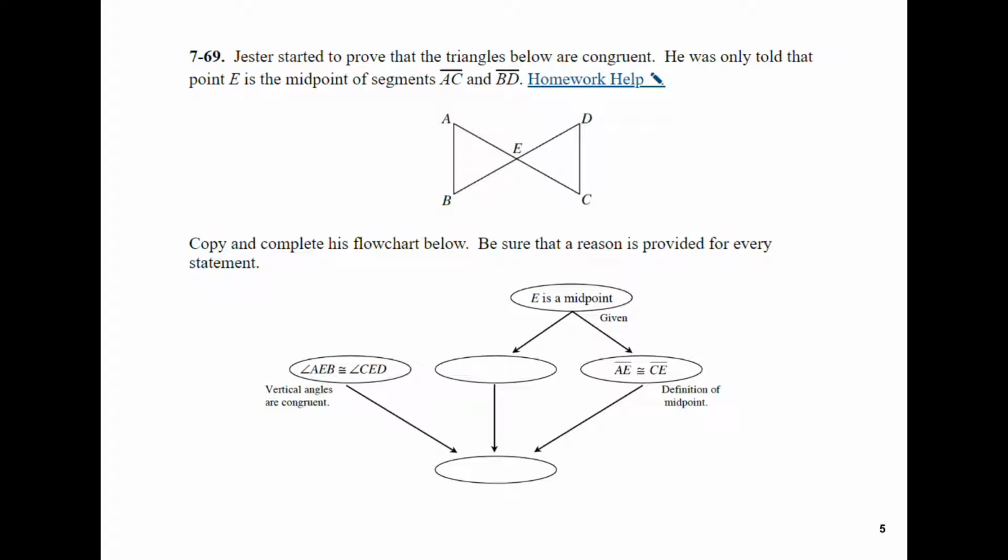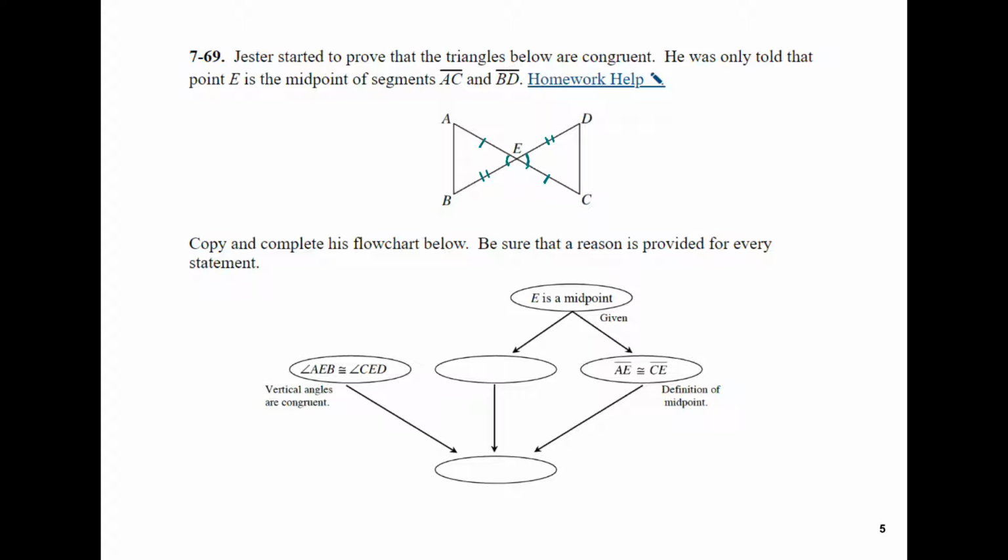769, Jester starts to prove that the triangles below are congruent. He was only told that point E is the midpoint of segment AC and BD. So we know if E is the midpoint, line segment AE has to be congruent to line segment EC. If E is the midpoint of BD, we know that line segment BE has to be congruent to line segment ED. These two angles right here we know are vertical angles, and we know that vertical angles are congruent just by looking at our diagram.